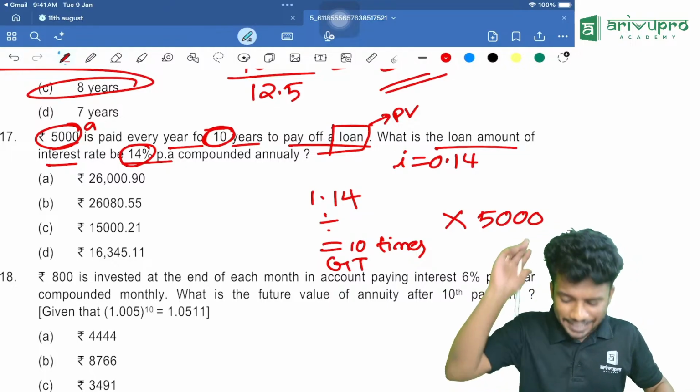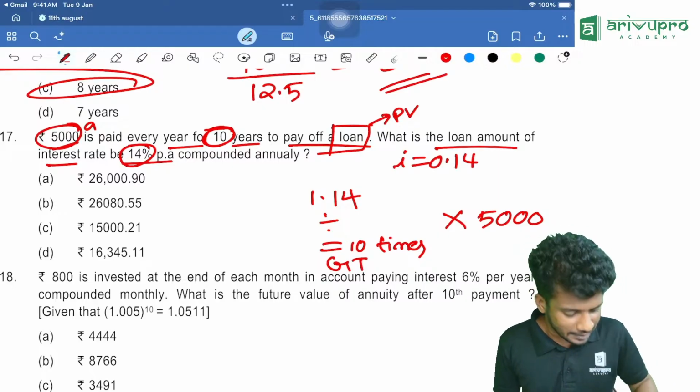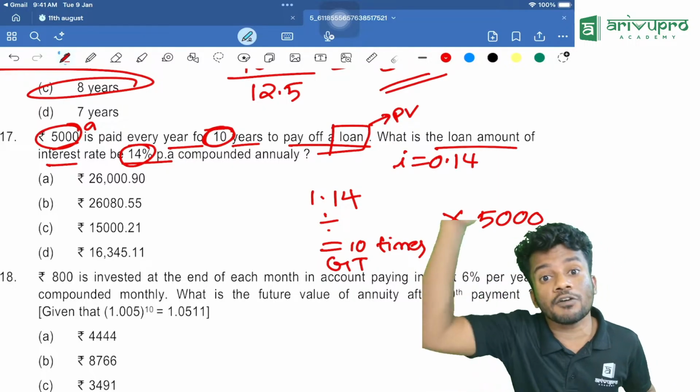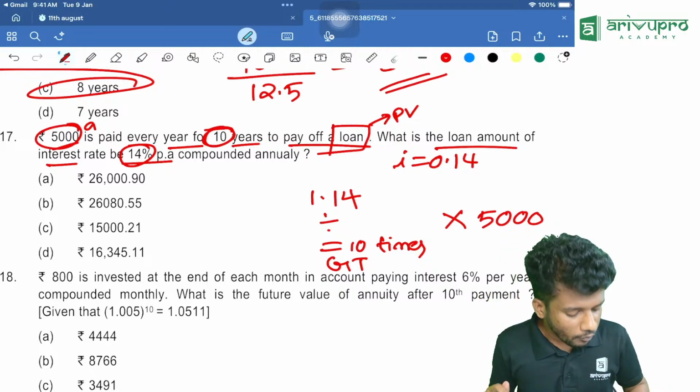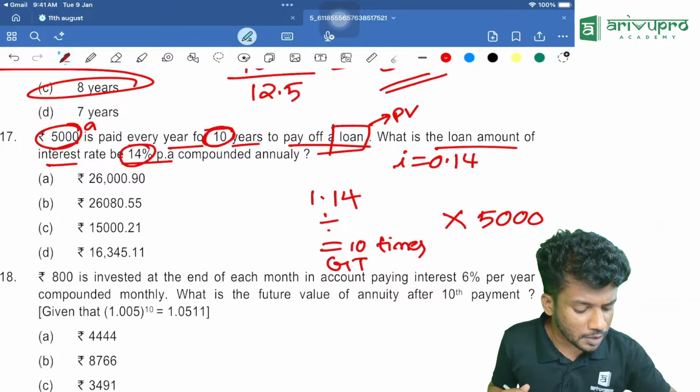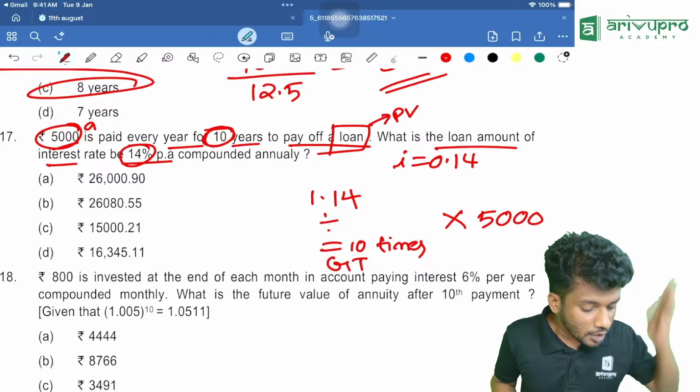So how to do it? Take your calculator, type 1.14. Then click the divide sign. Then equal to how many times? The number of years, that is 10 times: 1, 2, 3, 4, 5, 6, 7, 8, 9, 10. Then click the GT button. Then multiply it with 5,000. You will get the answer.